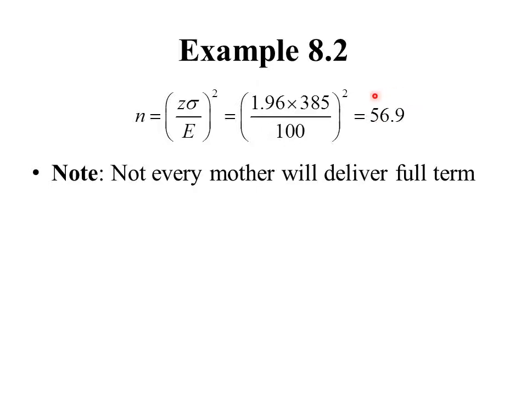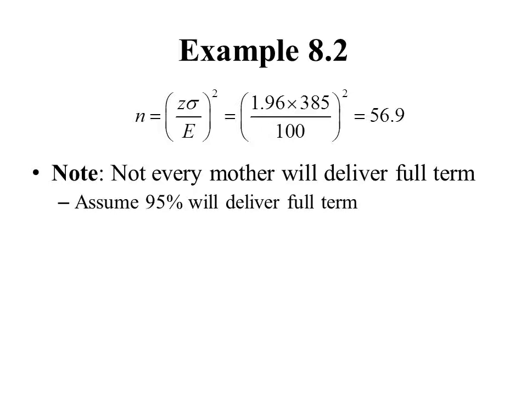Now let's make an observation here that this says that we need to enroll 57 women at the start of the study, or at least that's what it appears to say. But not every mother will deliver full term. We're only interested in this study in full term babies. And not every mother will deliver full term. And so we've got to take that into account. So in other words, we're going to enroll some people, but not all of them are going to be able to complete the study. In other words, some of them are going to attrition out. So we've got to take that into account.